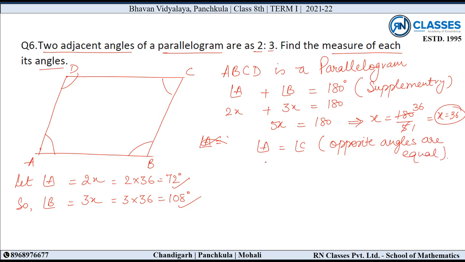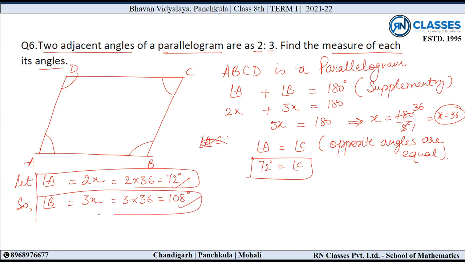You have to write it. Angle A is 72 degrees. Angle C would be equal to 72 only. Angle A, I already have. Angle B, I already have. Right? Now angle D is left.